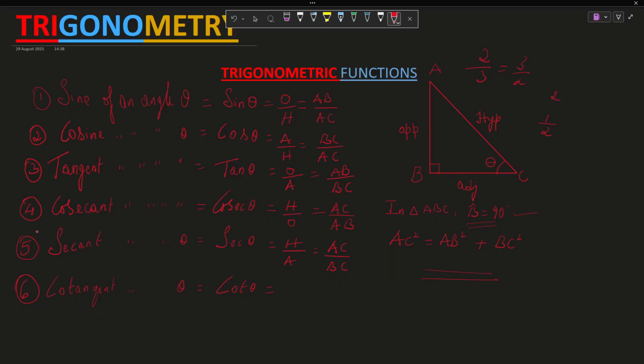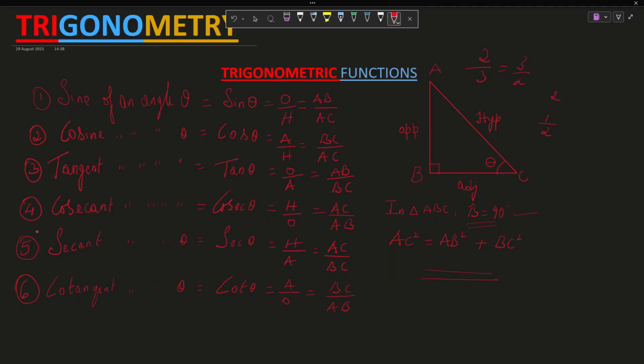What is tan theta? Tan theta is opposite side divided by adjacent side. So cot theta is going to be adjacent side divided by opposite side. What is adjacent? BC by opposite. Opposite is going to be AB.